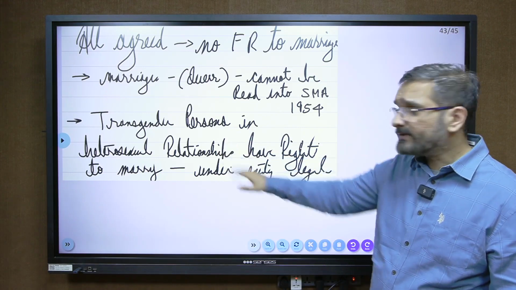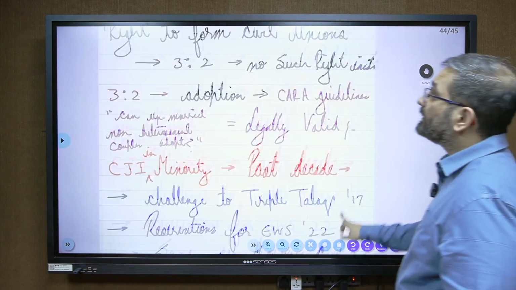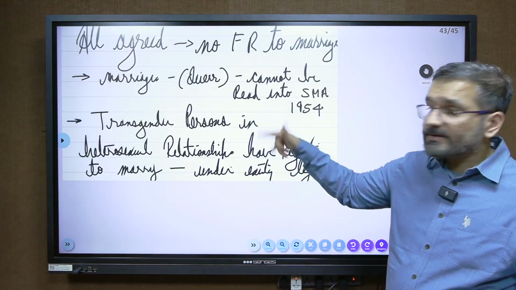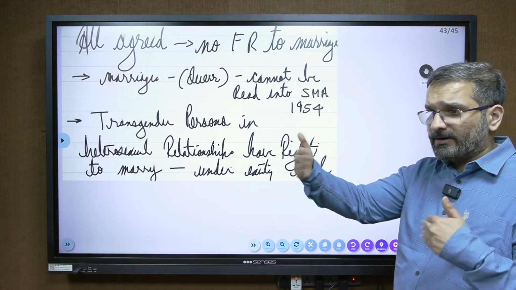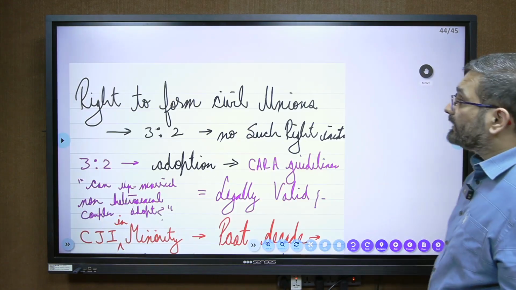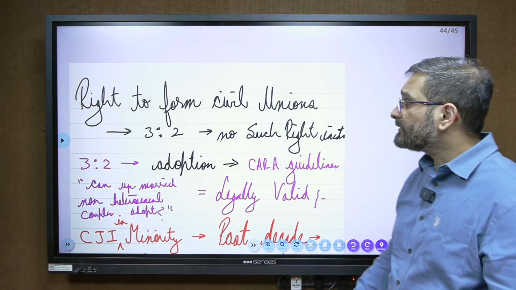Do write this down for sure. And this is extremely important. Transgender persons in heterosexual relationships, in which people are of other genders, but in which the third gender can marry, if both belong to two separate genders.